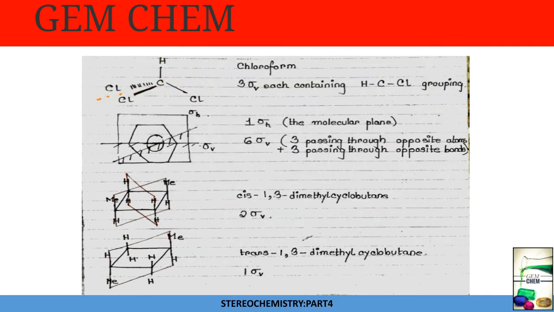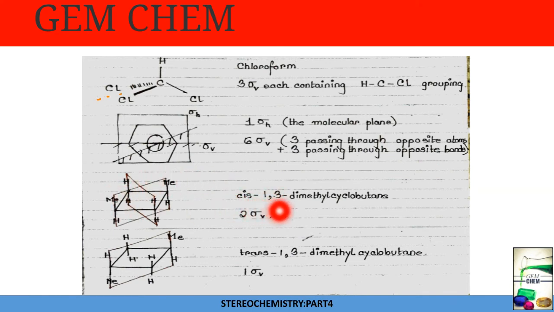Next we are going to consider benzene. Now if you consider here, this benzene ring has 1 sigma H in the molecular plane. Since it is perpendicular to the C6 axis, which is the principal axis, it is 1 sigma H, whereas 6 sigma V's are present, in the same position as that of the C2 axis, which we have seen previously. So 3 passing through the opposite atoms and 3 passing through the opposite bonds.